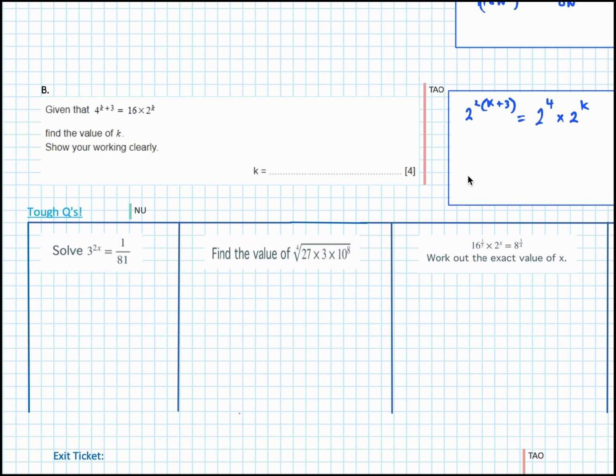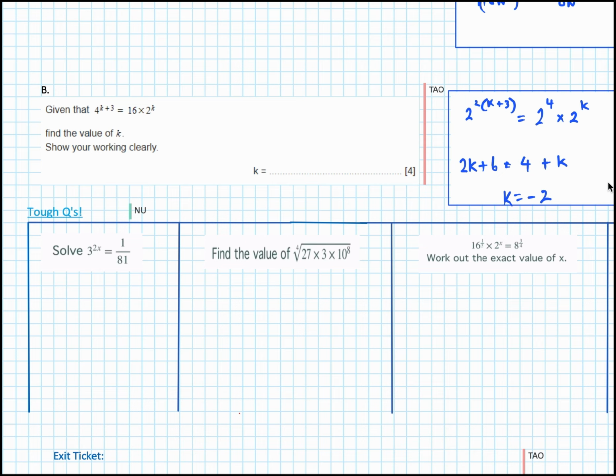And now we have the same again from previous questions. So I'm going to multiply this out in one go. 2k plus 6 is equal to 4 plus k. Be careful there, it's a plus. When you multiply exponents, you're adding them, the variables. 2k plus 6, so we'll just basically do your basic algebra there. k is equal to minus 2.